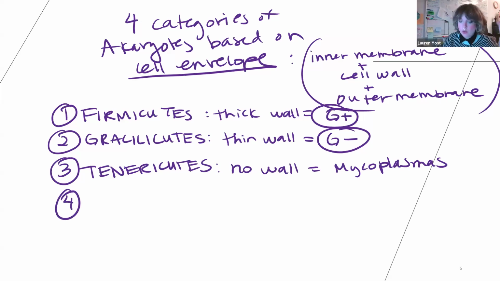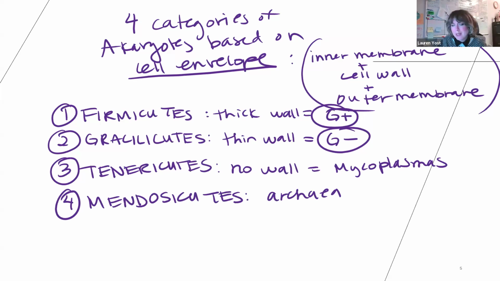And then our fourth category are our mendozicutes. These are our archaea. Remember, I told you they don't really have phospholipids. They don't have peptidoglycan. They got other molecules going on. They're weird. Those are our archaea. They're in their own category. Okay. So those are our subtypes based on those cell envelopes.